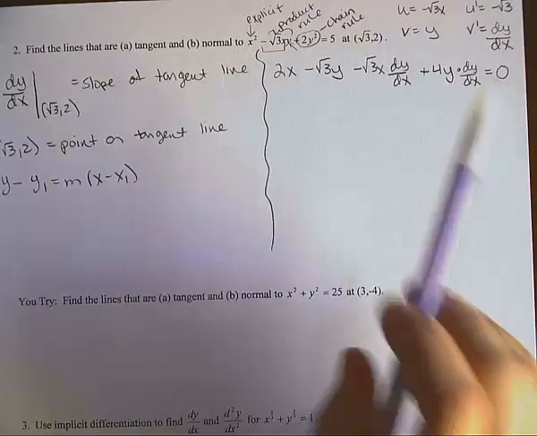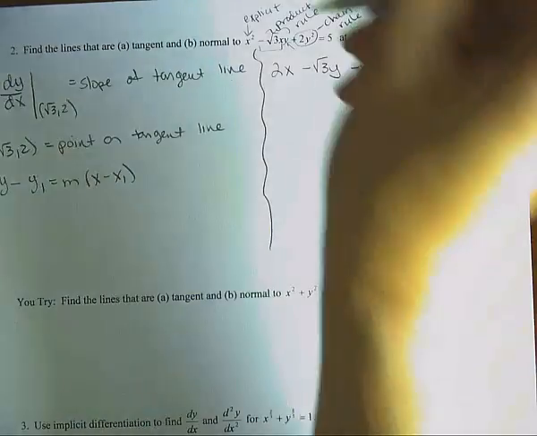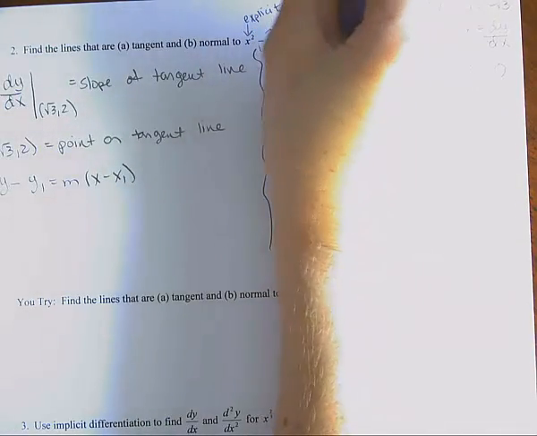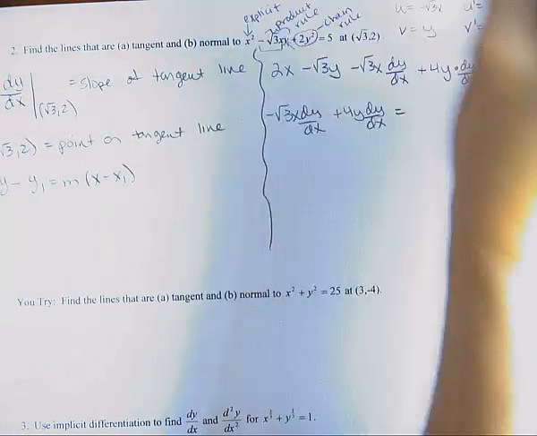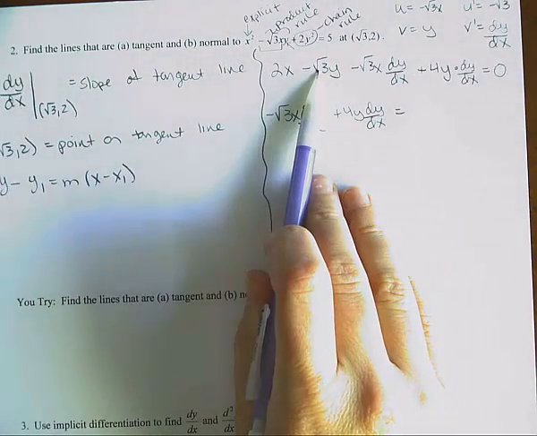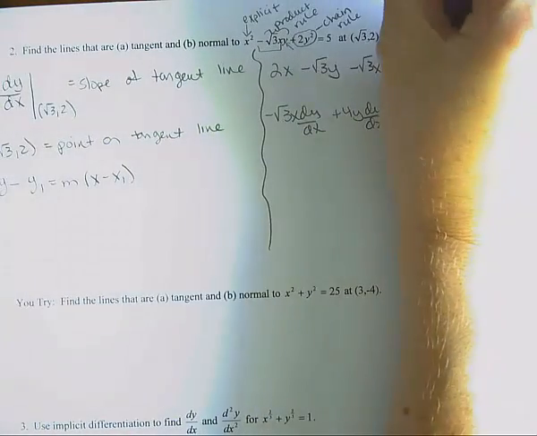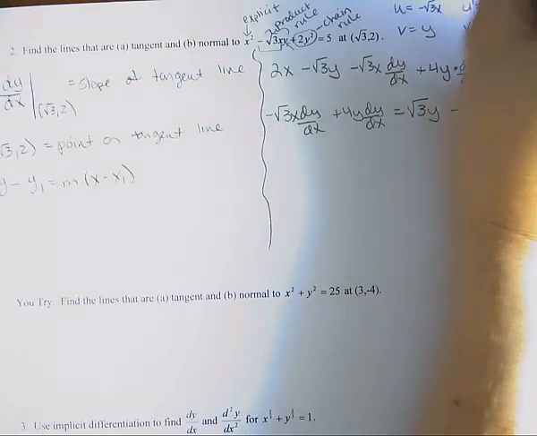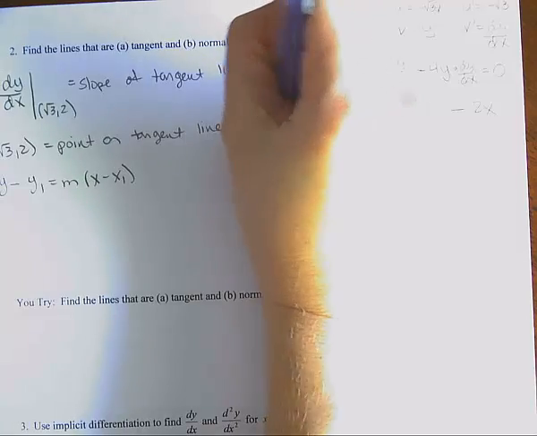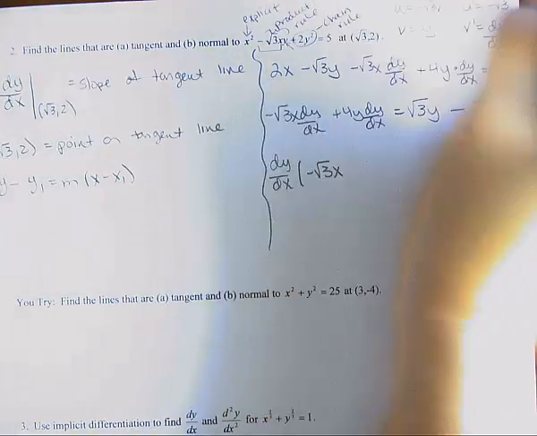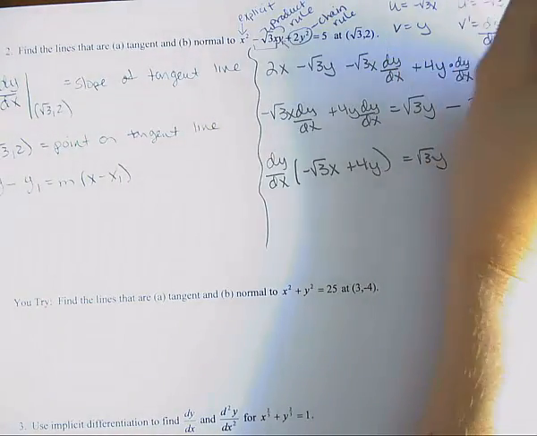Now I'm going to collect the terms with dy/dx together, and move everything else to the other side. So I have negative √3 x dy/dx plus 4y dy/dx equals, and then I need to add the √3 y to the other side and subtract the 2x to the other side. So I'd have positive √3 y minus 2x. Okay, now I'm going to factor out the dy/dx. That leaves me with (negative √3 x plus 4y) dy/dx equals √3 y minus 2x.